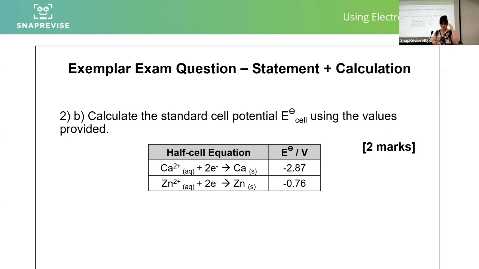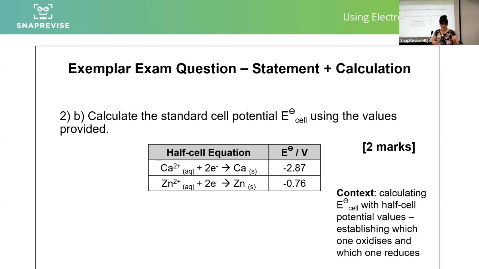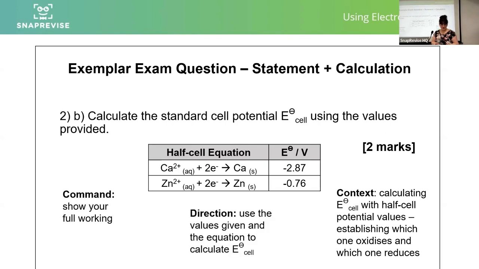So what's my context? Standard cell potentials, I'm thinking electropotentials, and feasible reactions. What's next? Command word. What's the command word? It's calculate. So I know I'm going to have to do some maths, some calculations, and I need to show my full working. Specifically, I've been given the values, so I need to calculate the cell potential using the values that I've been given.